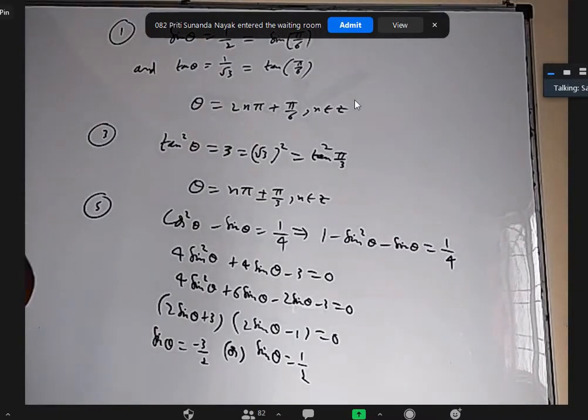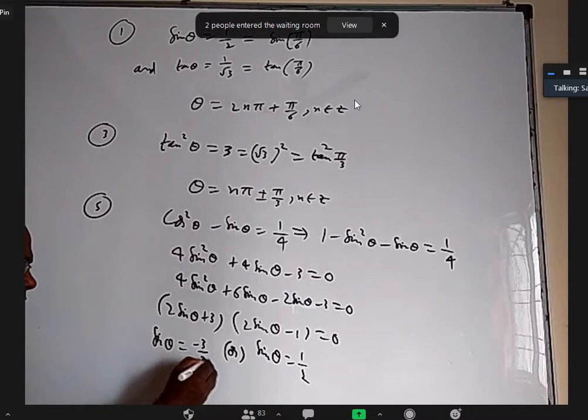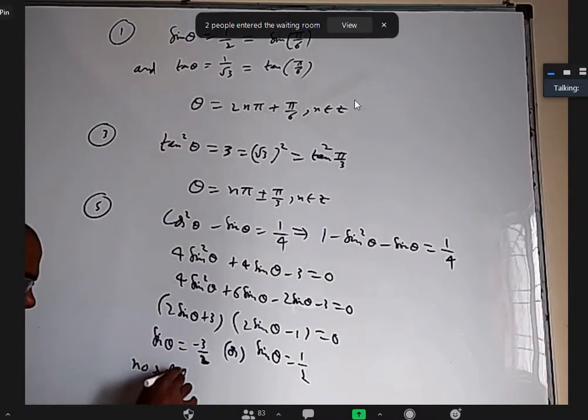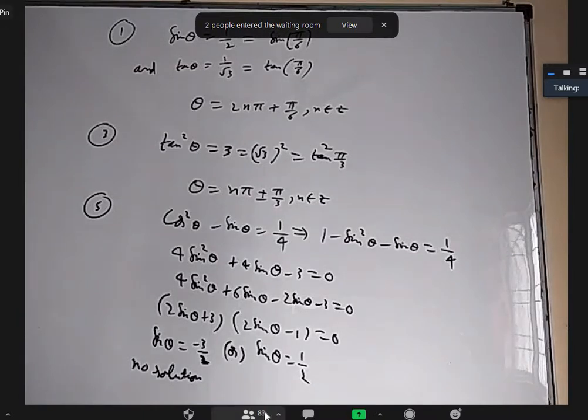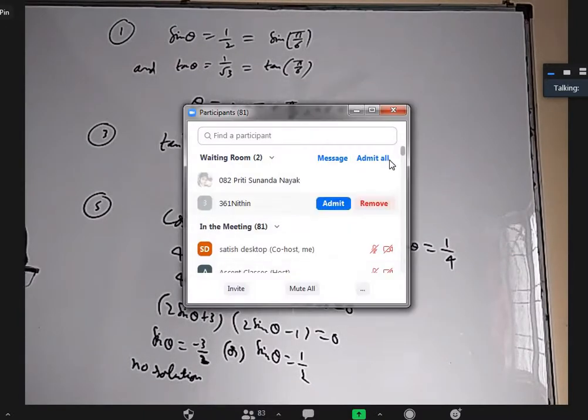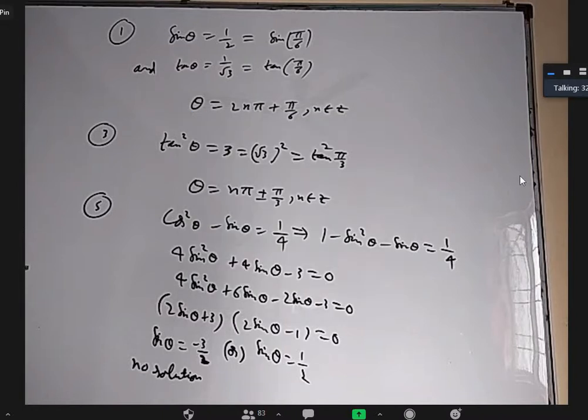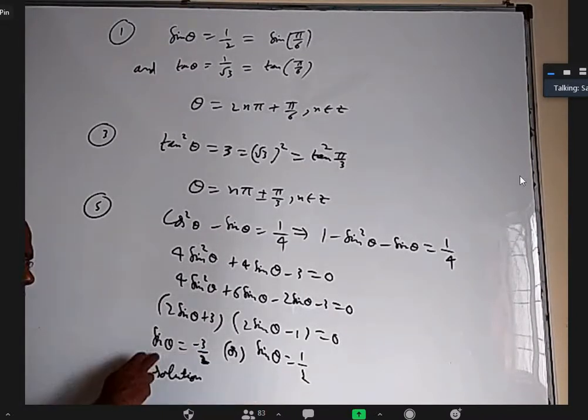Sine theta equal to minus 3 by 2, what is the angle? No such angle is possible. Yeah, the sine theta value has to be between minus 1 to 1. Okay, it is less than minus 1, so no solution. Sir, it would be possible for sine theta equal to 1 by 2, no? 1 by 2 possible. This one doesn't have solution. No, this one we are going to write.